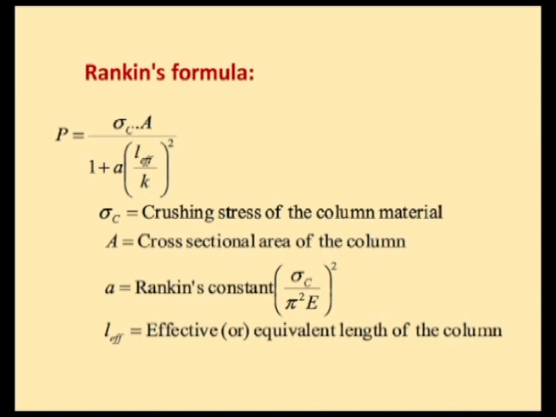L effective depends on the end conditions, so we should notice what the end conditions of the problem are. When both the ends are hinged, L effective equal to L itself. When both the ends are fixed, L effective equal to L by 2, only half the length will be effective in carrying the load. When one end is fixed and the other end is free, then L effective equal to 2 times L, and when we have one end fixed and the other end hinged, the effective length will be L by root 2. Once we know all these values, we can easily substitute in the Euler's crippling load formula and get the crippling or buckling load of sections.